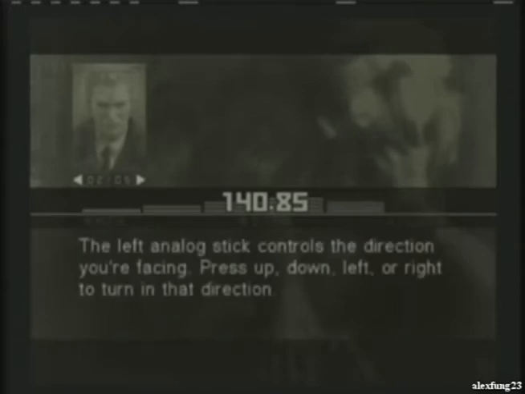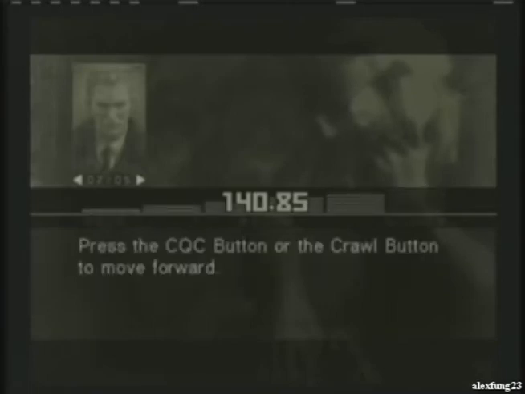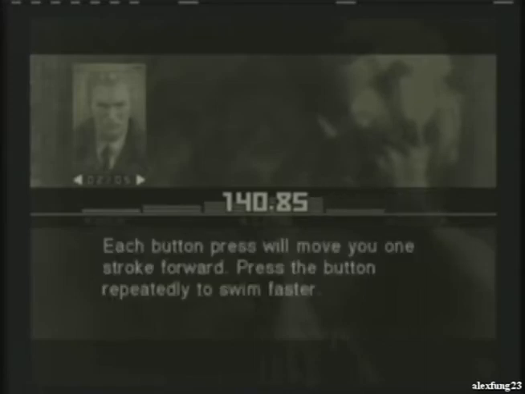The left analog stick controls the direction you're facing. Press up, down, left or right to turn in that direction. Press the CQC button or the crawl button to move forward. Each button press will move you one stroke forward. Press the button repeatedly to swim faster.